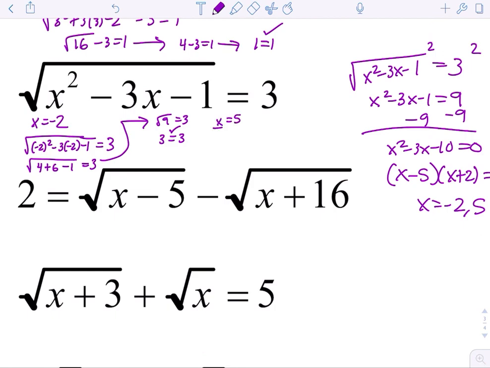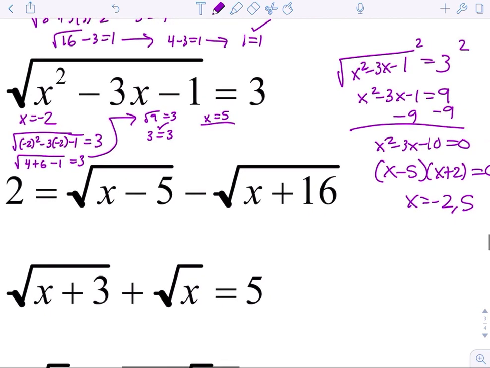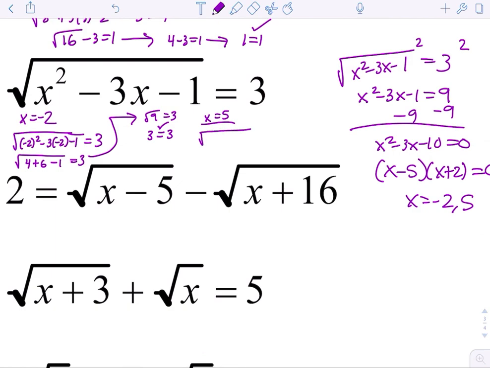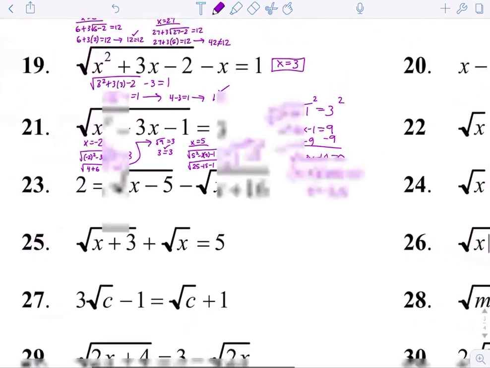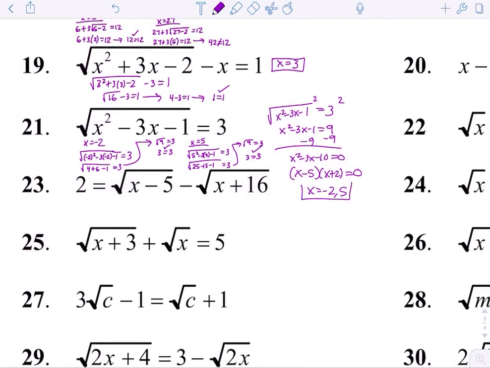Now let's check x is equal to 5. We're going to get the square root of 5 squared minus 3 times 5 minus 1 is equal to 3. 5 squared is 25. Negative 3 times 5 is negative 15, minus 1. Essentially, 25 minus 15 is 10. 10 minus 1 is 9. So the square root of 9 is equal to 3. 3 is equal to 3. They both work. So that means x equals negative 2 and 5. They are both our answers.